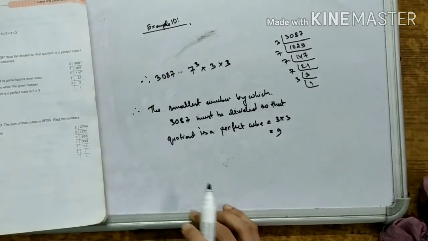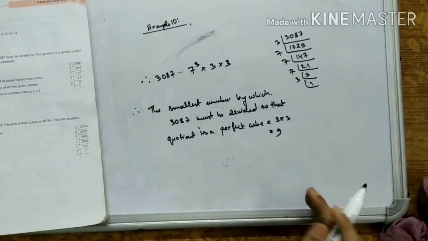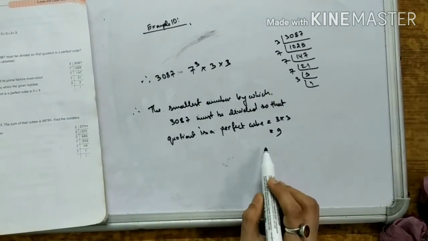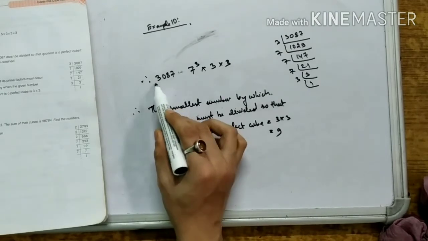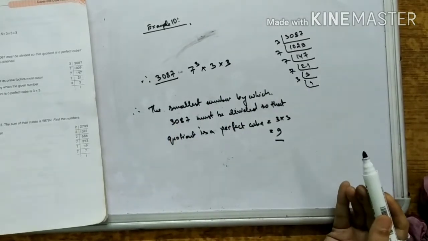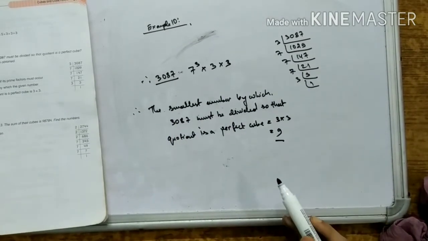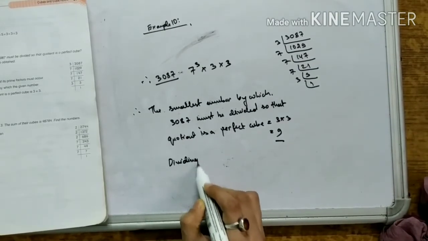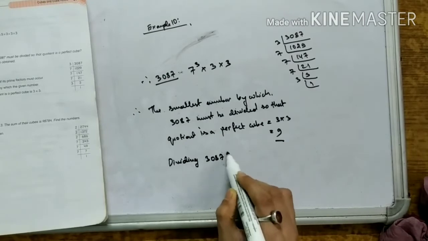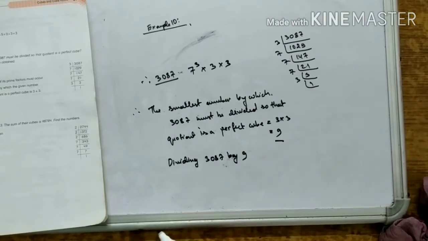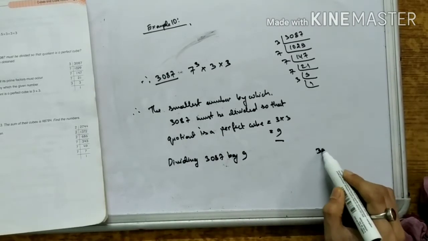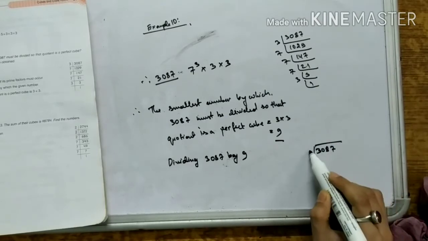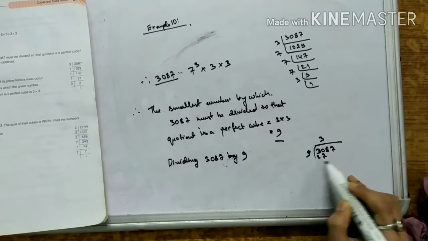Now another question is asking to also find the cube root of the quotient. That means after dividing this by this, I will find an answer, and the cube root of that answer I will have to find. So now I will write dividing 3087 by 9.